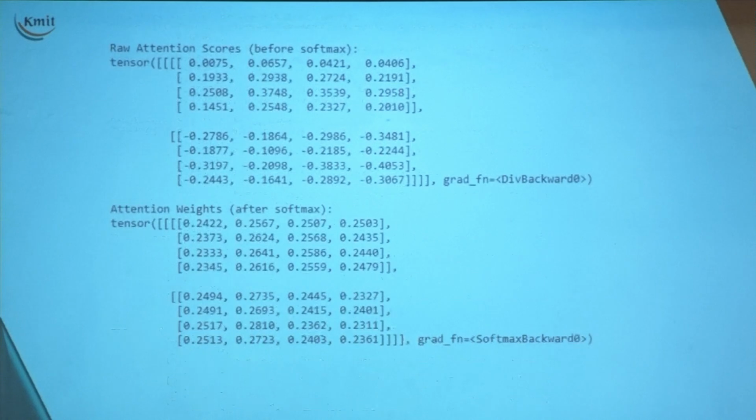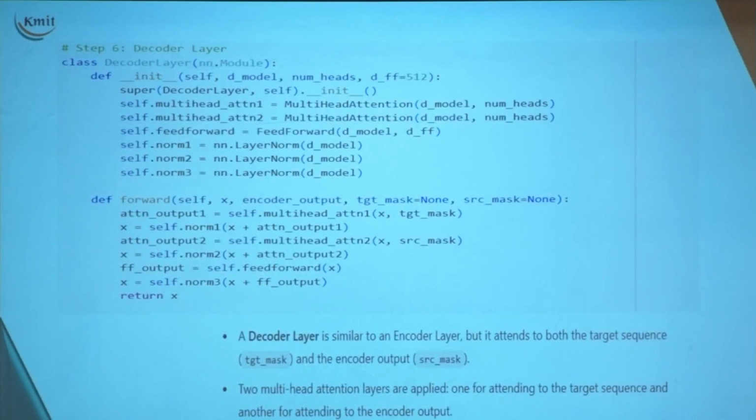Now after this what do I have? Decoder layer. Please look at this decoder layer. Same thing. I have class, I have forward. In class, what am I doing in decoder? Multi-head attention 1. What is this multi-head attention 1? Masked multi-head attention. What is multi-head attention 2? Encoder-decoder attention or cross attention. What is feed forward? Feed forward layer. How many normalization blocks here? 3. Norm 1, norm 2, norm 3.